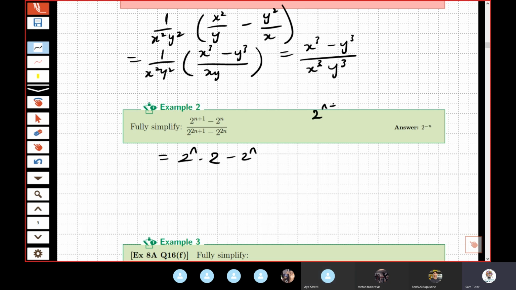So if I've got a power of n plus 1, I can write that like this, and the reason why I can do that is because what are you allowed to do when the bases are the same and they're multiplied? What are you allowed to do to the indices? Add them. So n plus 1. So 2 to the power of n times 2 to the power of 1 is the same as 2 to the power of n plus 1. Okay.